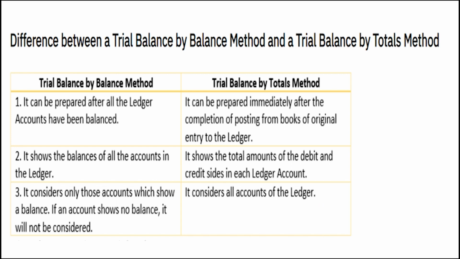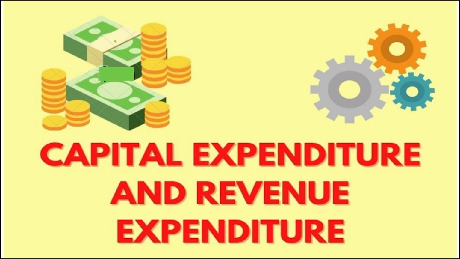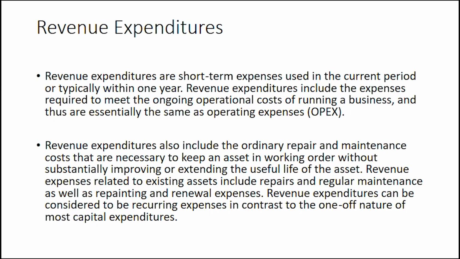Okay, so this is all about the methods. Next we'll talk about capital expenditure and revenue expenditure. Now every organization, every company, every firm, there are several kinds of expenses that we are incurring. So what we are doing is we are dividing these expenses into 2 categories. First category is revenue expense, other category is capital expense.